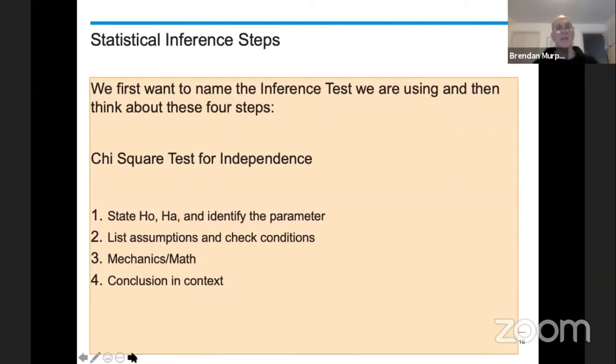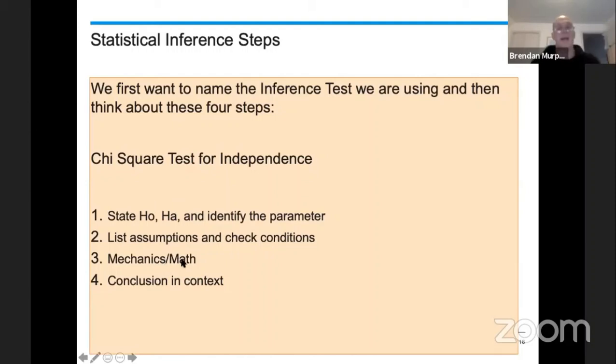So here are my 4 steps again. State my null and alternative and identify the parameter. Here I'm just saying it in words, so I don't really need to do that, but when we get to means and proportions, we will. We need to list assumptions and check conditions. Again, for chi-squared, it's just those 3 that we've talked about: randomness, expected value, and our 10% rule.